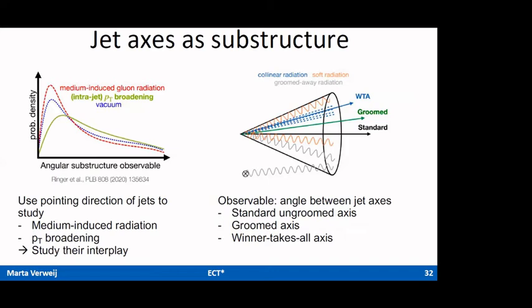The reason to do this is because if you study these angular structures, you can hopefully distinguish between effects like medium-induced radiation and pT broadening, which give opposite effects.